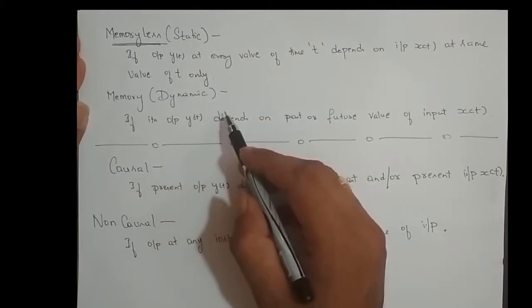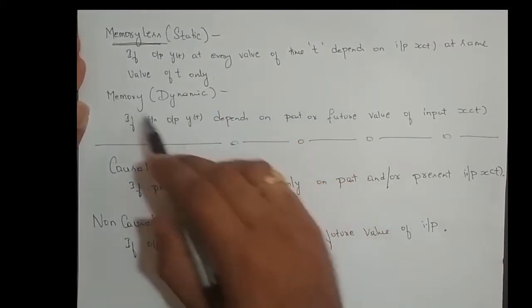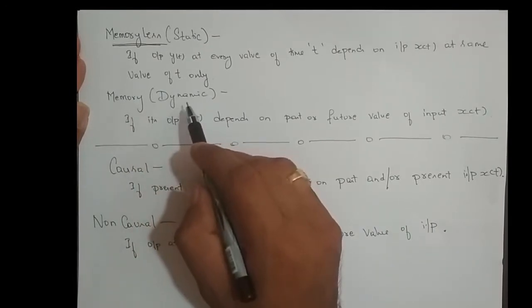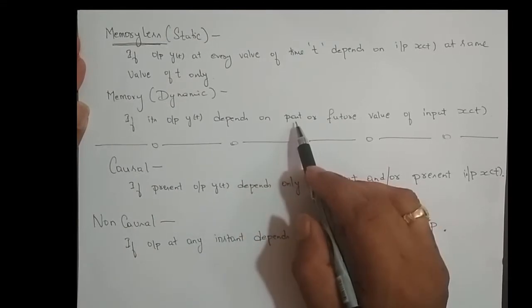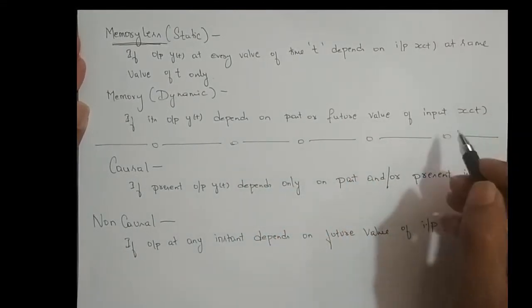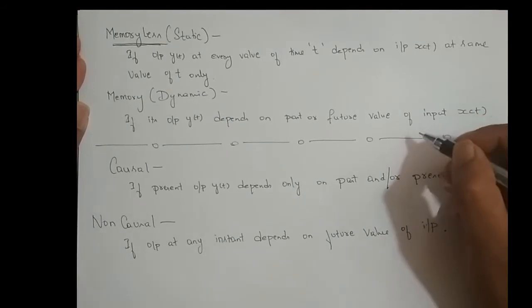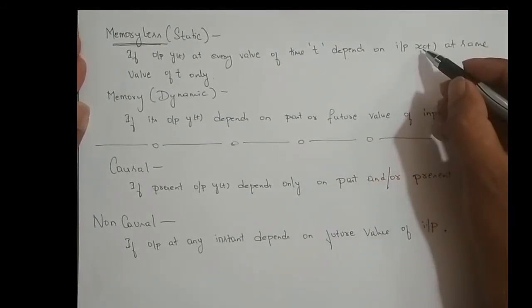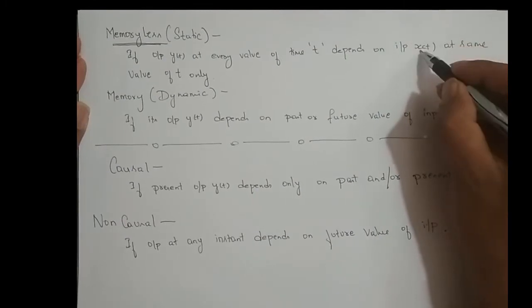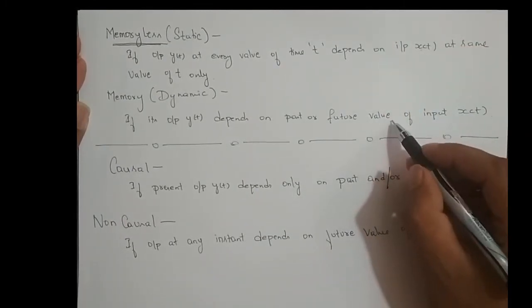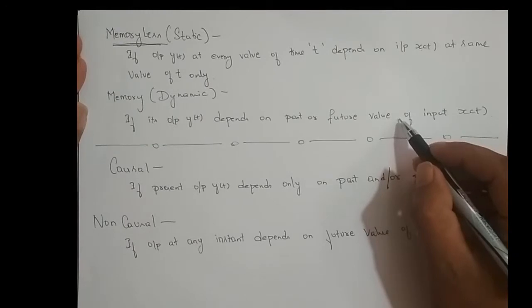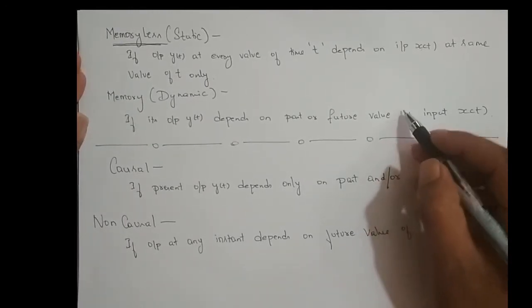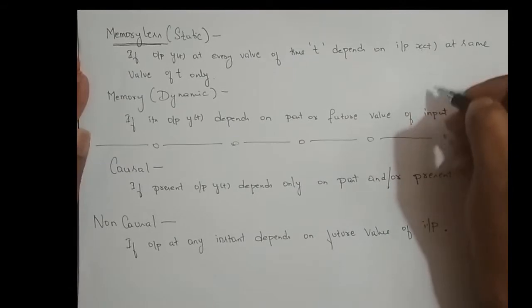And how do we define memory? A system with memory is also called a dynamic system. A system is said to have memory if its output y of t depends on past or future values of the input x of t. Let me make it simpler. If the present output depends upon the present input value, then the system is called memoryless. If the output of the system depends on past or future values of the input, then the system has memory, or it is a dynamic system. Right? So this is about defining memory and memoryless systems.